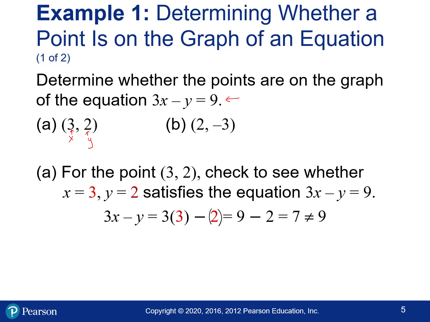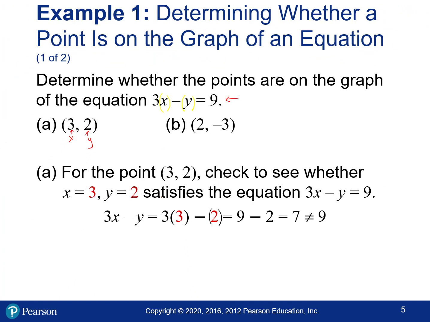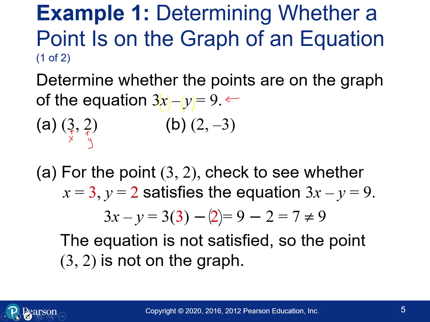Exactly where there's an x, I'm going to move up here. Let me go to yellow so you can see it. Right where there was an x, I'm replacing that with what x is, it's 3. And right where there's a y, I'm replacing that with 2. Notice that this doesn't equal 9 like the original equation says. So this point 3, negative 2 would not be on the graph of this equation if we were to plot it. It doesn't satisfy the equation.